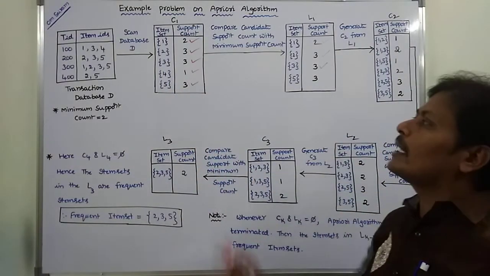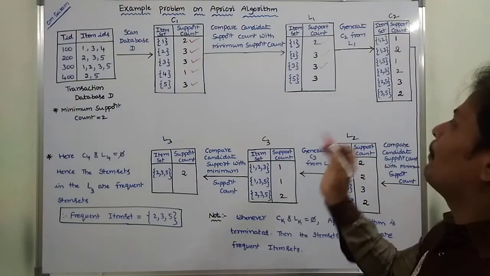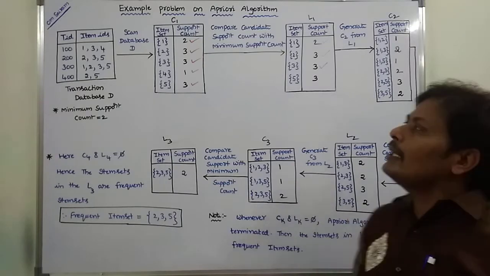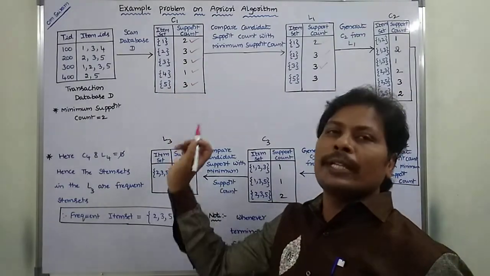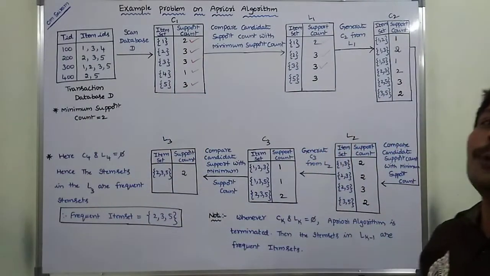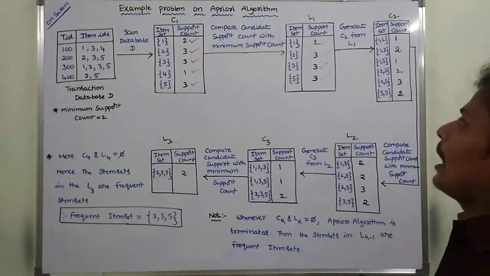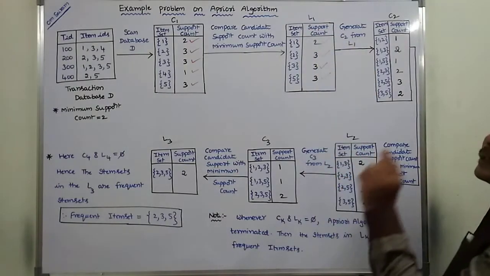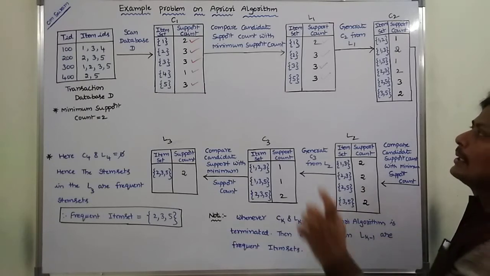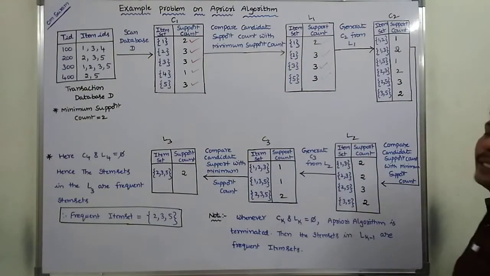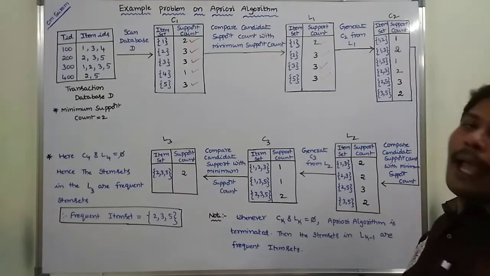Item 4 has support count 1, which is less than 2, so it is pruned from C1 and is not there in L1. Next, item 5 has support count 3, which is greater than or equal to 2, so it exists in L1. So in L1, only the item sets whose support count is greater than or equal to 2 are present. The remaining item sets are pruned.